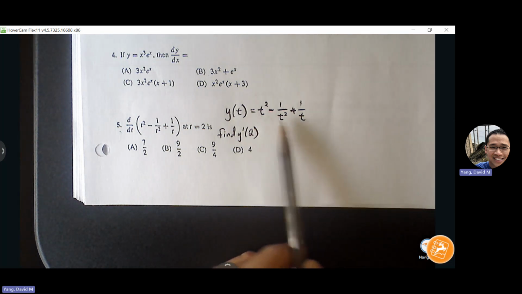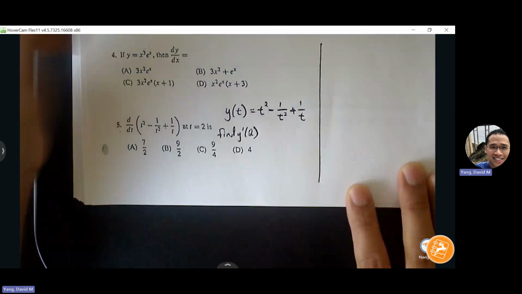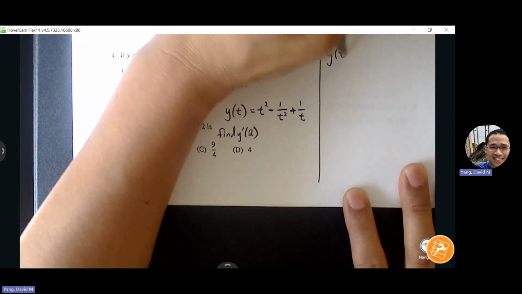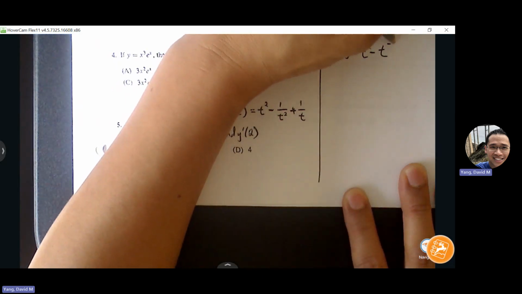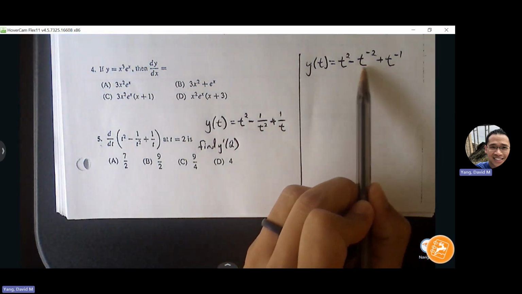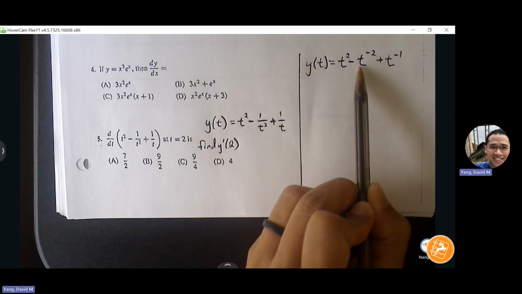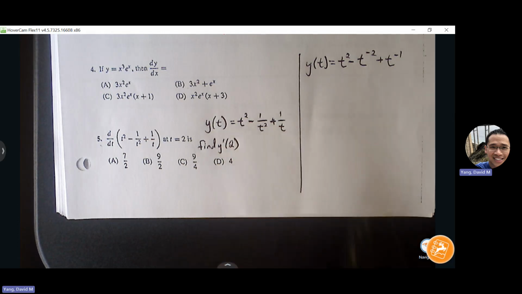If it was t plus 1 or t squared plus 2 in the denominator, we're stuck. But that t squared and t can be brought up to the top. Negative t to the negative 2. Right. So y of t is equal to t squared minus t to the negative 2 plus t to the negative 1. If you look, every term is nicely set up. We can avoid quotient rule. We can just do power rule 3 times, get to our derivative, plug in the 2, and then we should be able to get down to our slope.